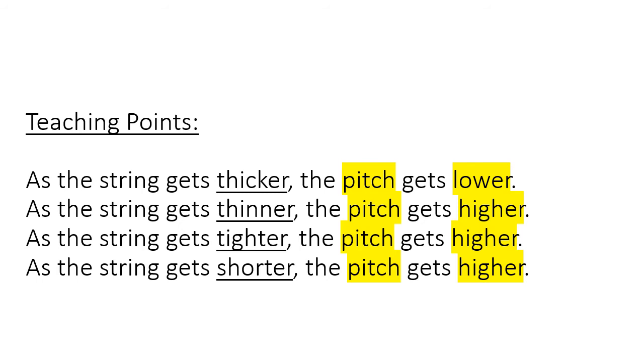So as a string on a guitar gets thicker, the pitch gets lower. So if you play guitar, you know some strings are thicker and some are thinner. So the thicker strings, the pitch is lower. The thinner strings, the pitch gets higher. And if you press down on the strings and you keep going down that part of the guitar called the fretboard, the pitch gets higher the more you go down. So the higher you go, the pitch gets higher.